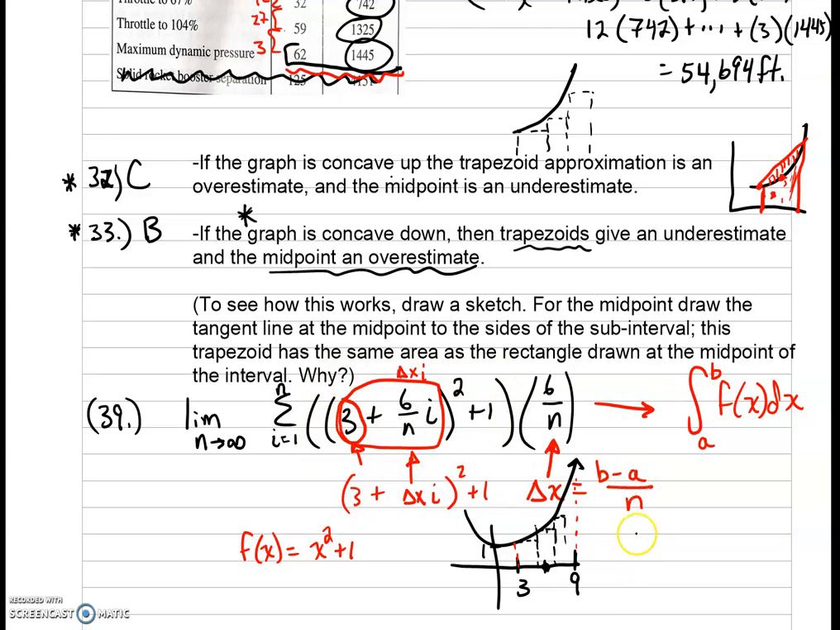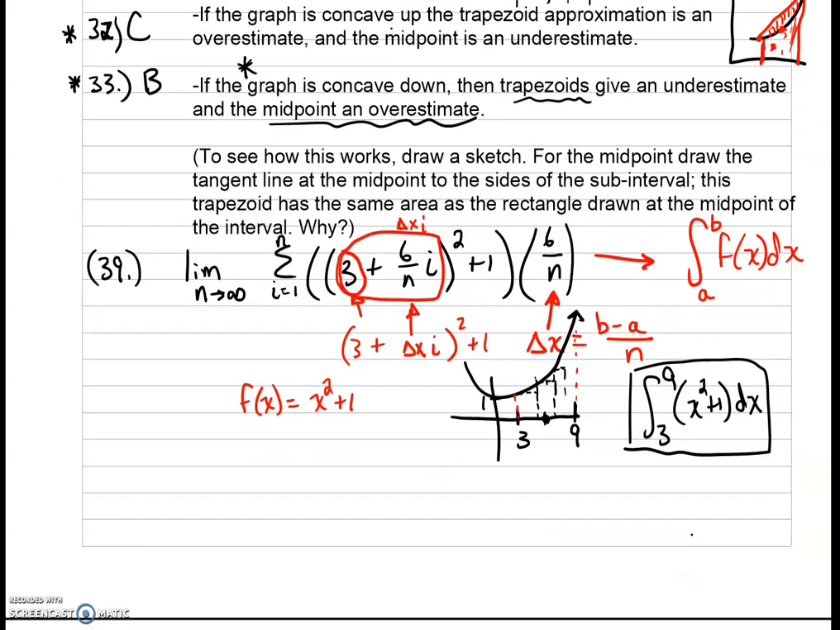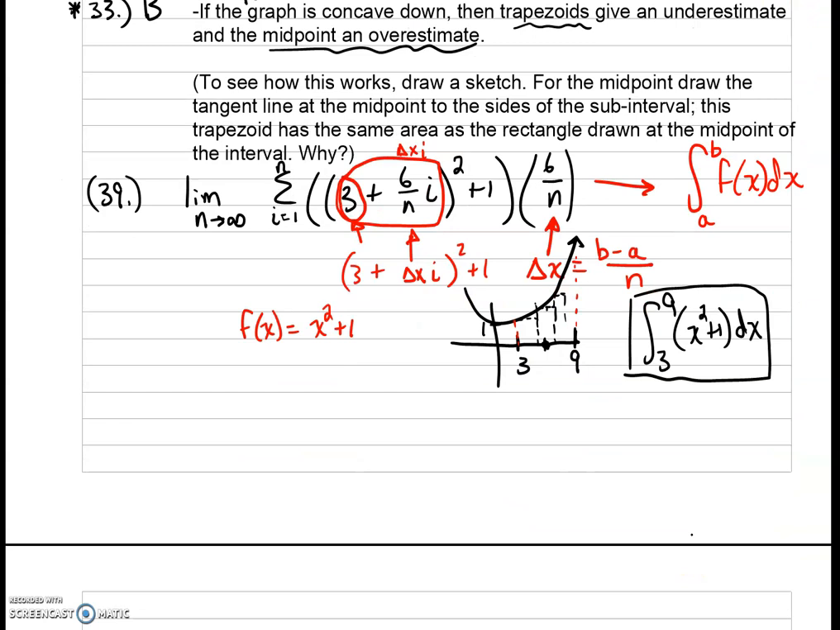So this is the integral from 3 to 9 of x squared plus 1 dx. What this really is, is a midpoint Riemann sum representing this integral, the integral from 3 to 9 of x squared plus 1 dx. In other words, it's the area underneath the curve of x squared plus 1 from 3 to 9.